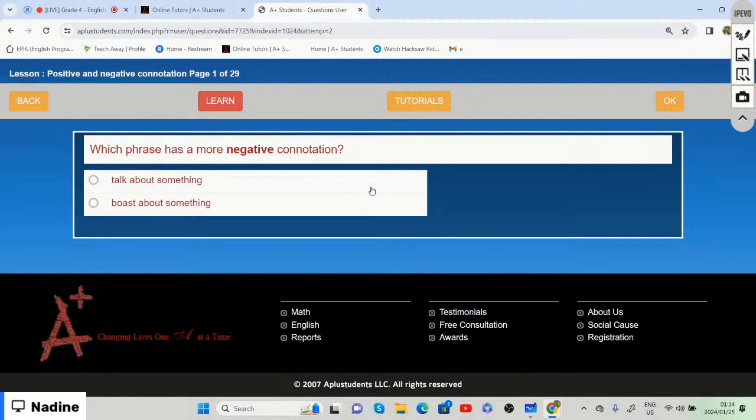All right. So now we're going to say which phrase has a more negative connotation, where we talk about something or we boast about something. If we talk about something, is that negative or positive? And if we boast about something, is that negative or positive? So the question is which phrase has a more negative connotation? Is it we talk about something or we boast about something?